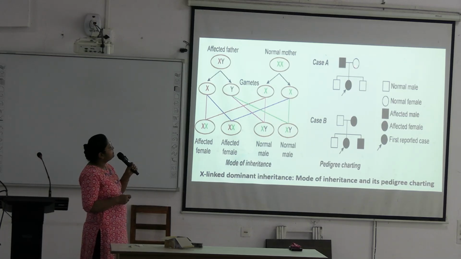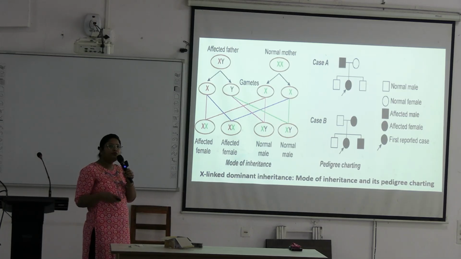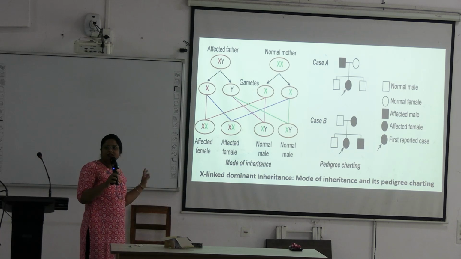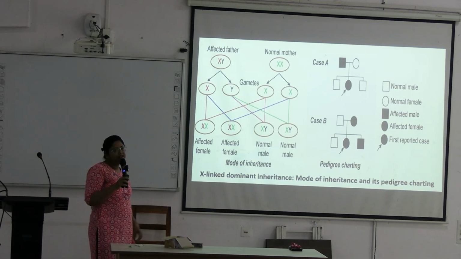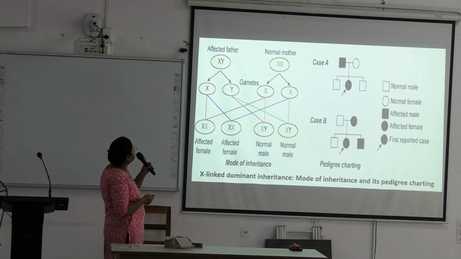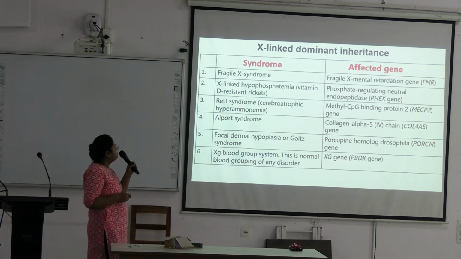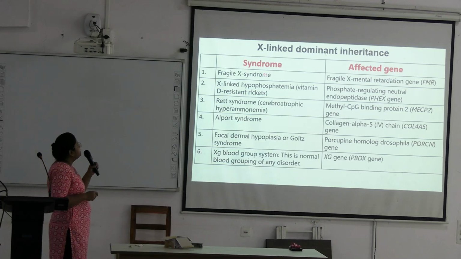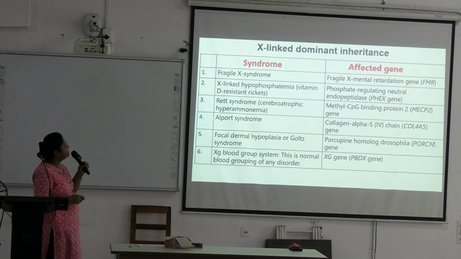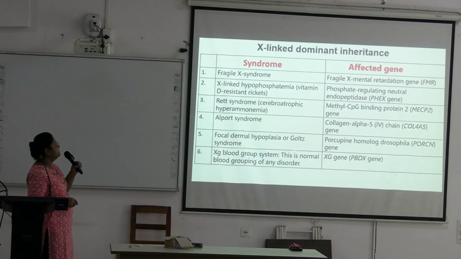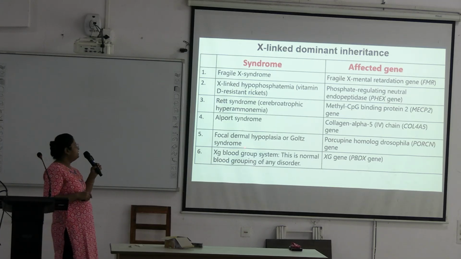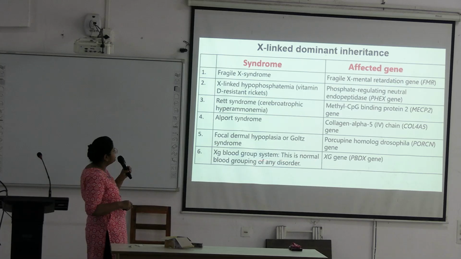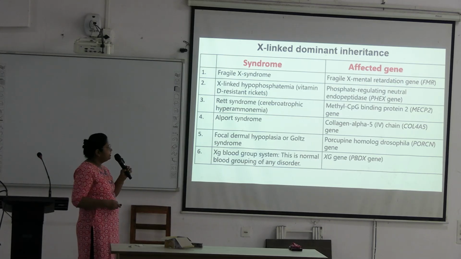So pedigree charts can be given to you and you have to diagnose the inheritance pattern in OSPE or in an MCQ like this, or as part of a long question. X-linked dominant inheritance examples are these: Fragile X syndrome, X-linked hypophosphatemia, Rett syndrome, Alport syndrome, focal dermal hypoplasia or Goltz syndrome, and the XG blood group system. This is a normal blood grouping, not a disorder.